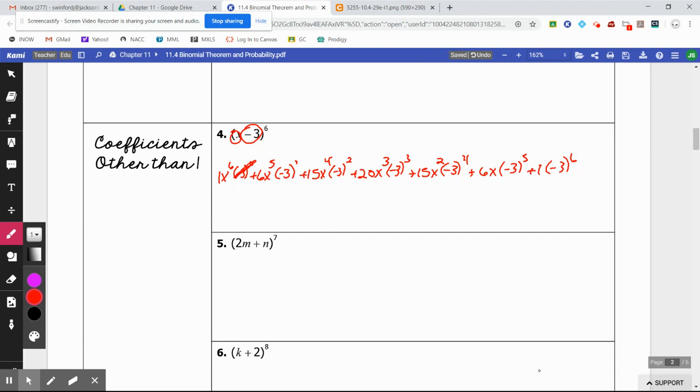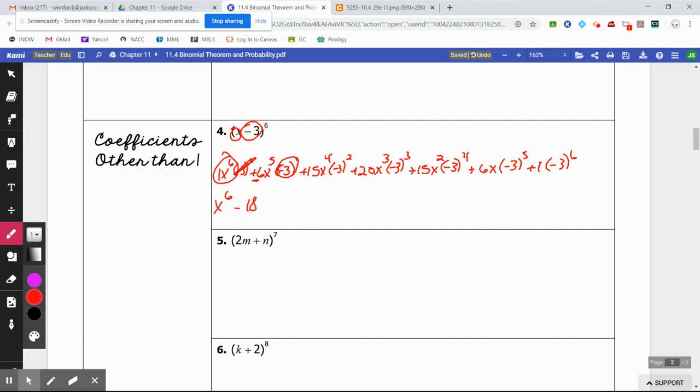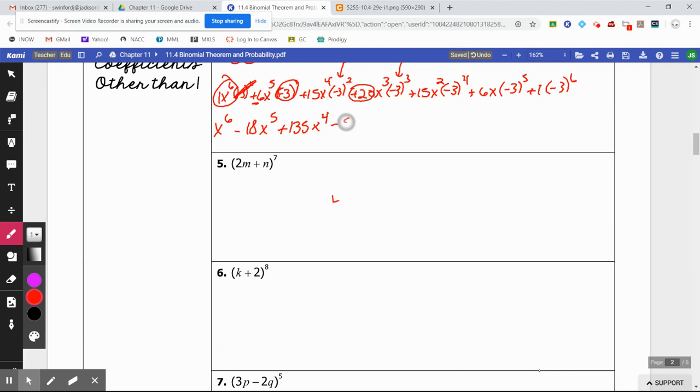Because now we got to go another step. We've got to clean each term up. So my first term was 1x to the 6th. My next term, I have a +6 and a -3 to the 1st, which can now actually be combined. A +6 times -3 would be a -18 x to the 5th. -3 to the 2nd power is 9, so I have 15 times 9, which is a +135 x to the 4th. -3 to the 3rd power is a -27. I have a +20 times a -27, which is a -540 x to the 3rd power.